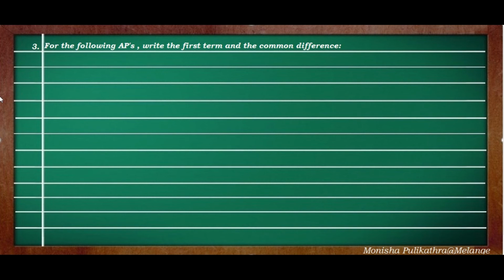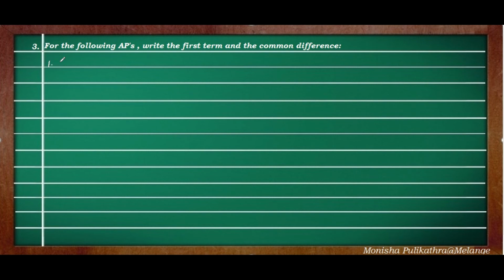Moving on to the third main of exercise 1.1. In the third main, we need to find the first term and common difference for the given APs. Okay, the sequence will be given. In that sequence, we need to find the first term and the common difference.